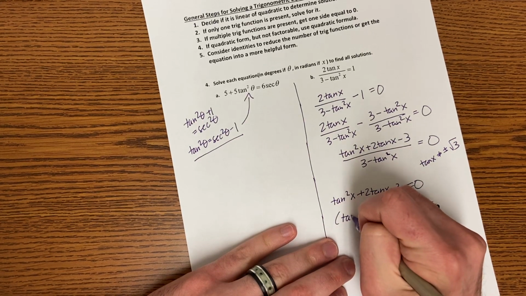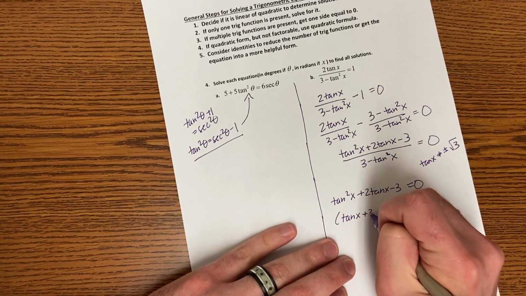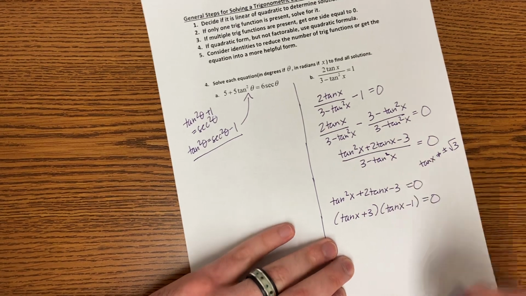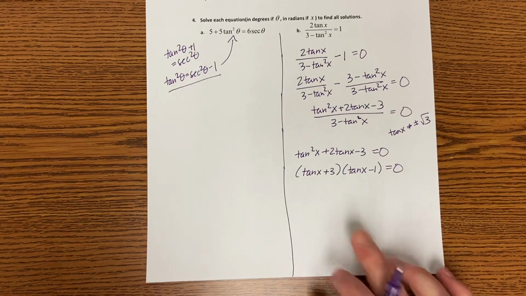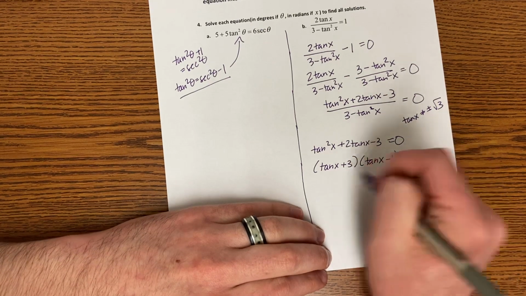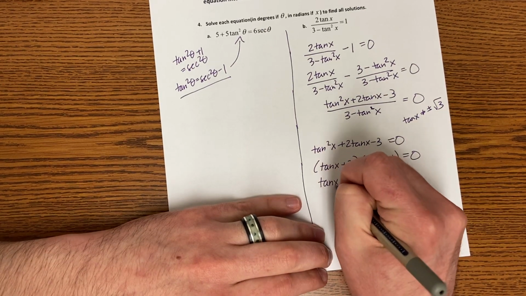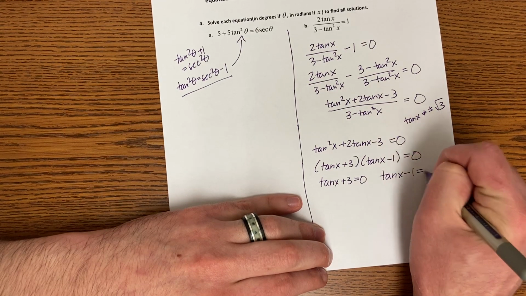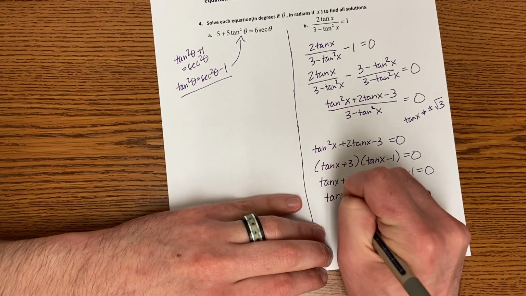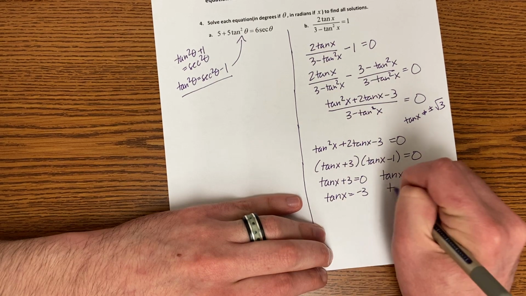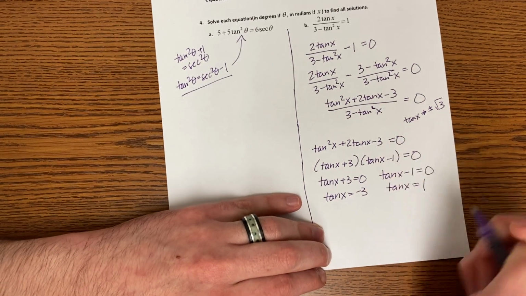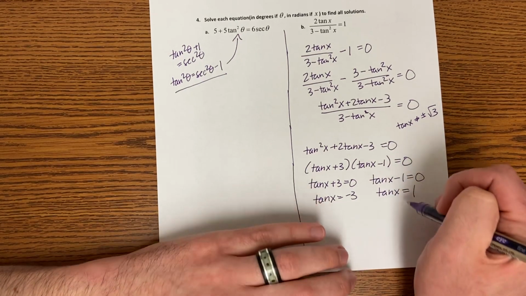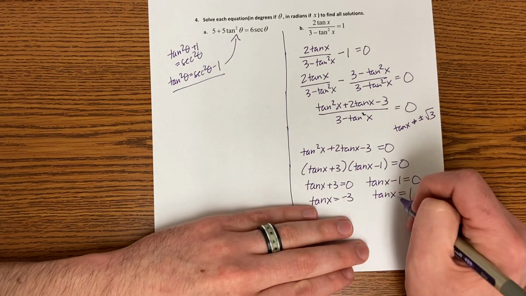And from here we can factor. So we get tangent of x plus 3 times tangent of x minus 1 equals 0. Which means if two things multiply to 0, one of them has to be 0. So when we do this, we get that either tangent x is negative 3 or tangent of x is 1. Now, one of these is a nice value. It's x, so this is radians.